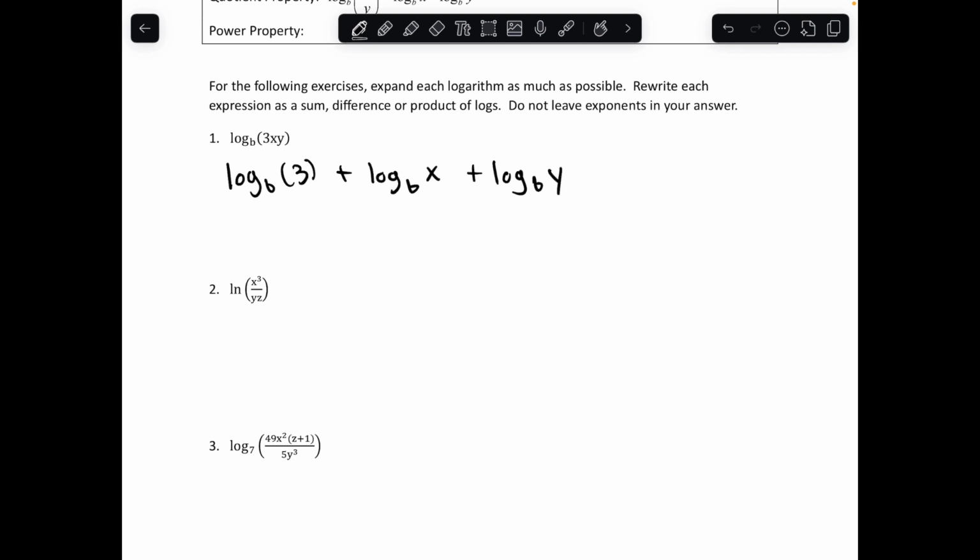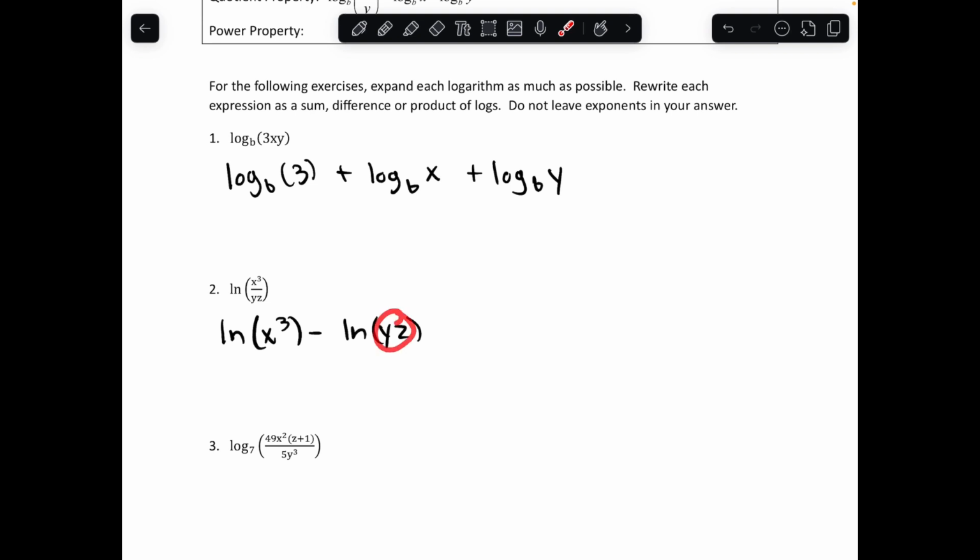Let's try number two. We can see clearly that there's a fraction in here, so we're going to want to use our quotient property. This is going to become natural log of the numerator, and then minus natural log of the denominator, y times z. Now we notice that I have a logarithm of something to a power, and so I know that I can drag this power down in front.